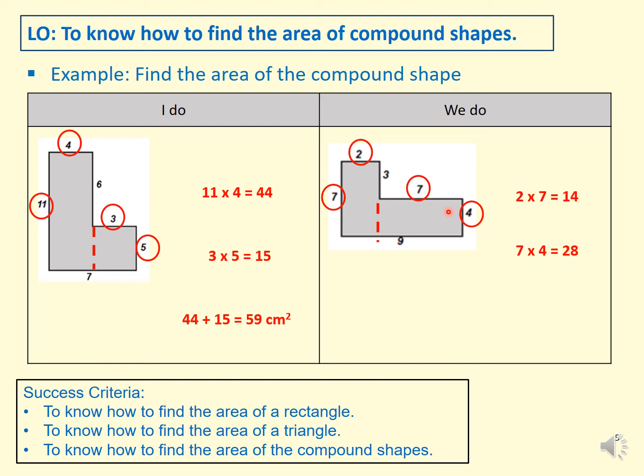Now make sure you don't forget the last step. I needed to find the area of the whole shape, the whole L shape. So now I have this one and this one, so I need to add them all up. So if I add 14 and 28, I get 42, and the unit, as I said, is going to be squared, so it's centimeter squared.